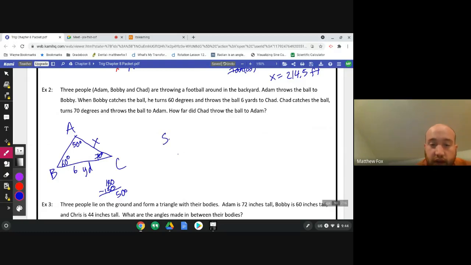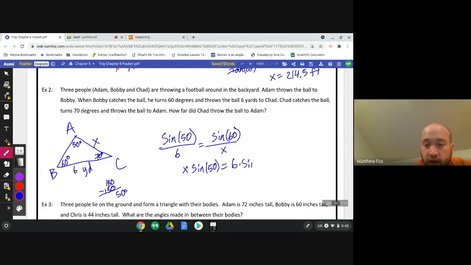So sine of 50 divided by 6, and that will equal the sine of 60 divided by x. Okay, so now we can cross multiply. We get x times the sine of 50 will equal 6 times the sine of 60, divided by the sine of 50.